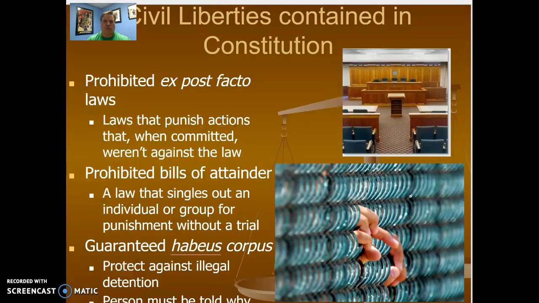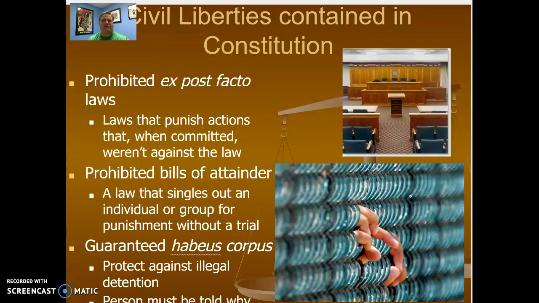The whole idea of the rule of law, this protection of the idea that we need to make sure that a judicial process is followed, due process is followed, outside of the hands of the elected officials taking judicial matters into their own hands. Finally, a guarantee of habeas corpus, which protects against illegal detention.